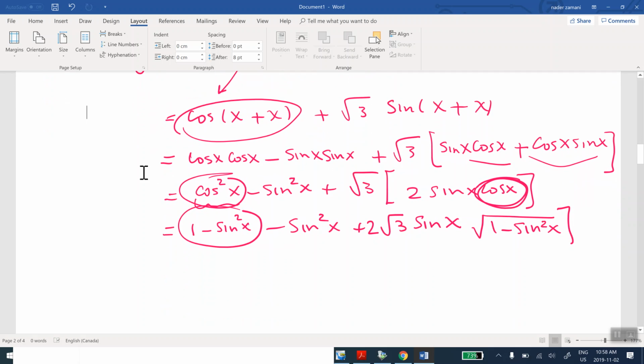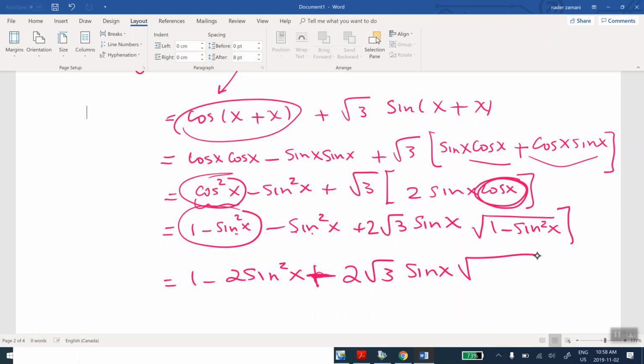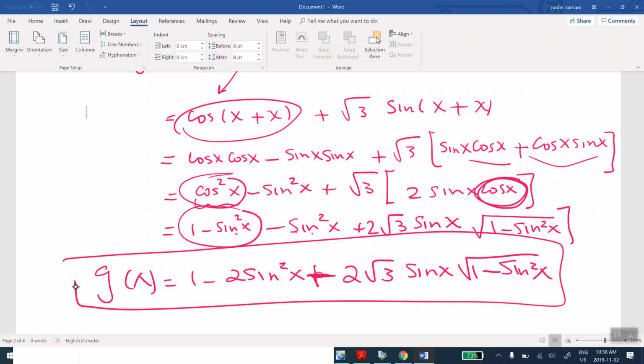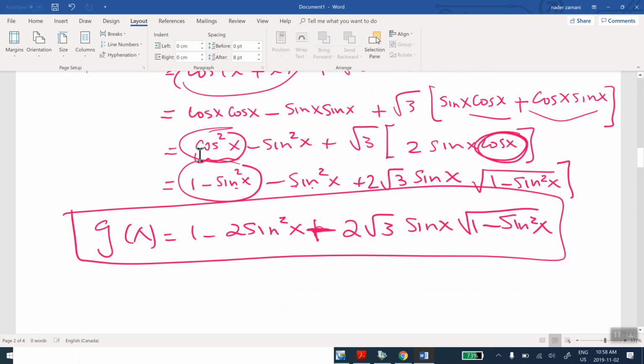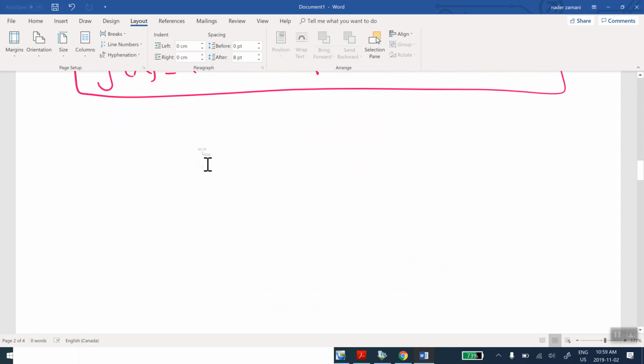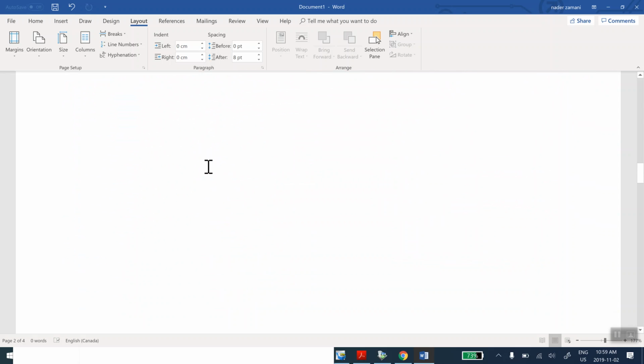Okay, so clean it up. 1 minus these two add up, 2 sine squared x plus 2 root 3 sine x root of 1 minus sine squared x. Notice that g of x is entirely in terms of sine of x. Now I'm not going to plot it. If you want, you can do that yourself.